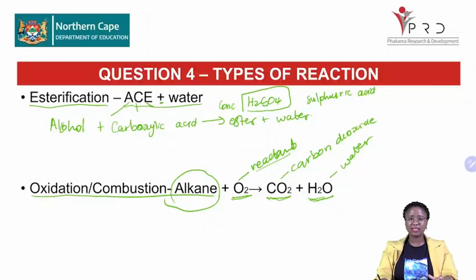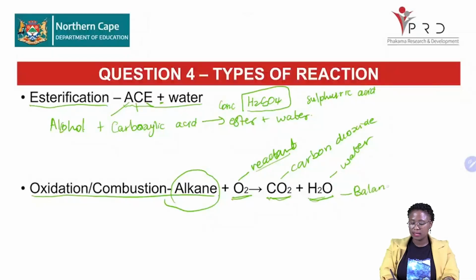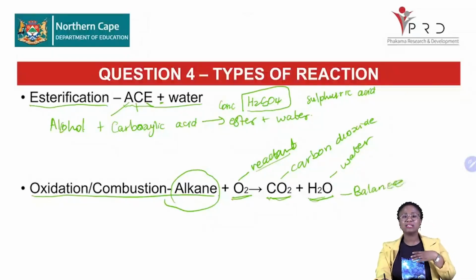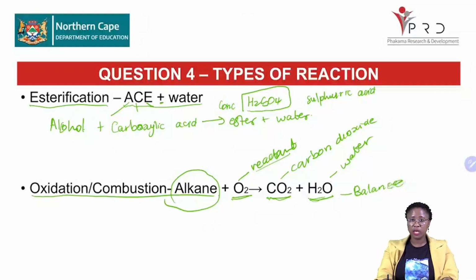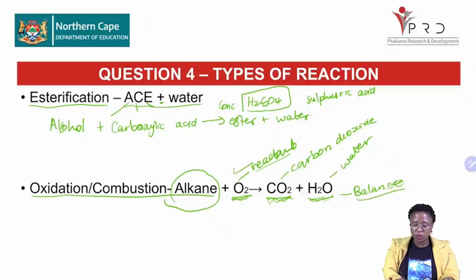The next thing the examiner can say to you is, balance the equation. This one is always a problem. When learners see the words balance the equation, write down the balanced molecular formula for the combustion of this particular alkane, you tend to give up along the way because of the word balanced. You don't really have to worry, because if you know the reactants and the products, you always get a mark for the reactants and a mark for the products.